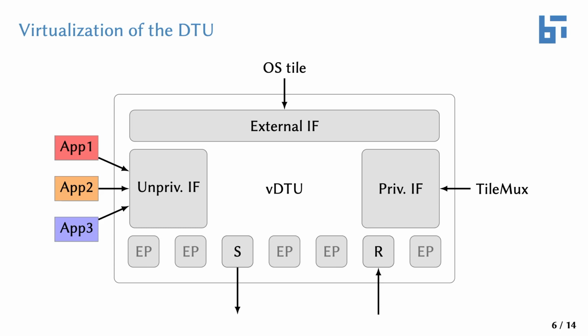And as you can imagine, the first thing that we need to do is we need to make sure that each application can only use its own endpoints and not the endpoints of other applications. And therefore, we tagged these endpoints with the ID of the corresponding owner, and also we store the ID of the currently running application in the privileged interface, so accessible by tilemux. And with this, we virtualize the DTU because now multiple applications can access the same DTU, and the DTU keeps state of multiple applications at the same time and gives them direct access to that and makes sure that it's secure. And of course, we need to solve other problems for that as well, and we want to look at a few of them in this talk.